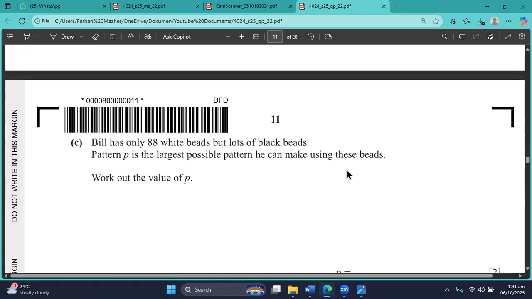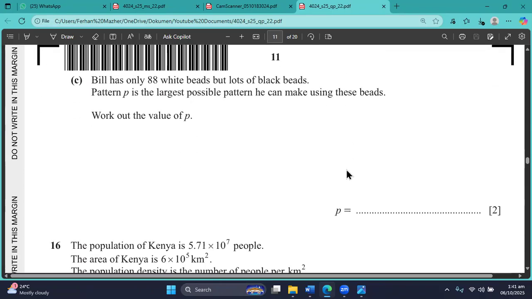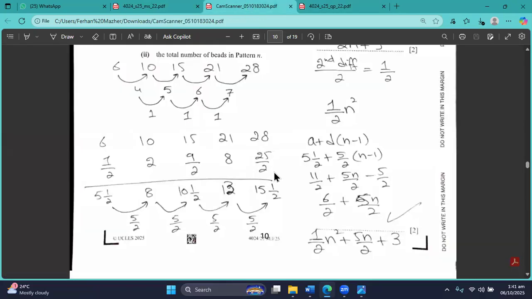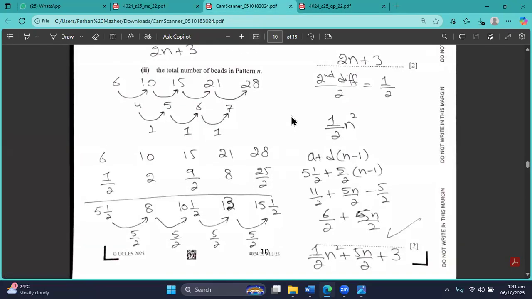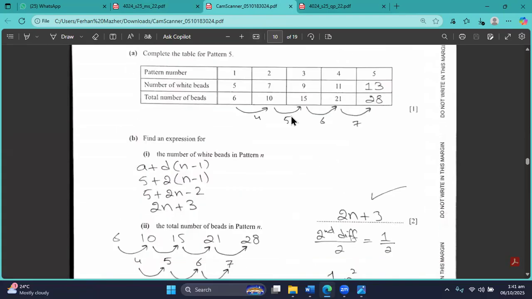Then we have the C part. It says Bill has only 88 white beads, but lots of black beads. Pattern P is the largest possible pattern he can make using these beads. Work out the value of P. The formula for the white beads, we have already calculated the nth formula. That is 2n plus 3.